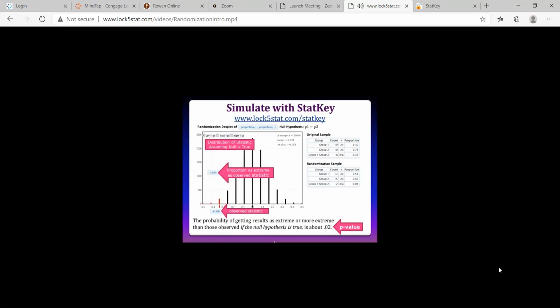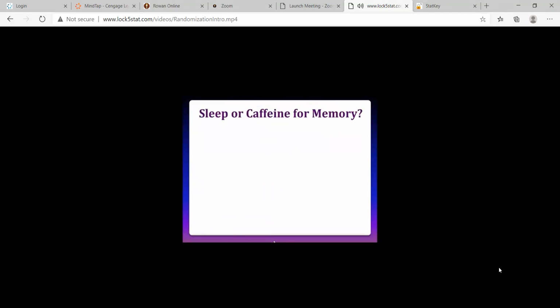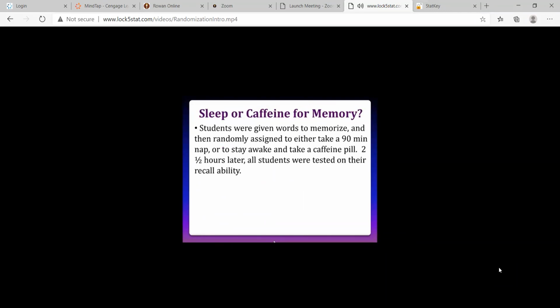Now we're going to turn to a difference in means. So we're going to look at sleep or caffeine for memory. This is based on an experiment in which students were given words to memorize and then randomly assigned to either take a 90-minute nap or to stay awake and take a caffeine pill. 2.5 hours later, all students were tested on their recall ability. And the question we want to answer is: is either sleep or caffeine better for memory?